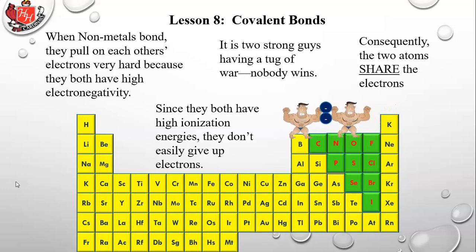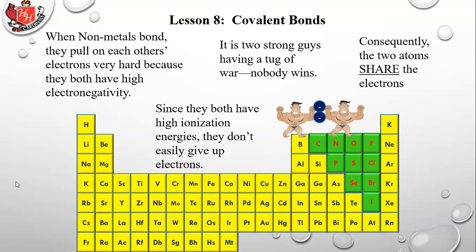So let's compare that to ionic bonds. Ionic bonds are between nonmetals on the right, where you see those two guys, and the metals over on the left, which are weak guys. They have low ionization energies. They easily give up electrons. So nonmetals, the strong guys, take electrons away from the weak guys, the metals. That makes the nonmetal negatively charged, an anion, and the metals become positively charged, a cation. The positive and the negative attract each other.